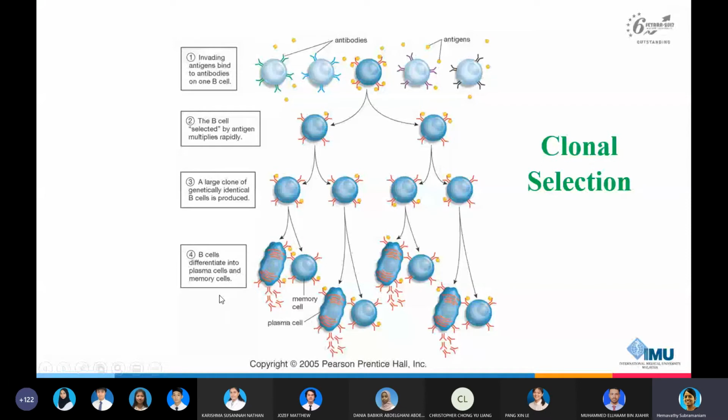So it has been simplified for your basic understanding. All right, so your depth is what is required for this particular subject. So for clonal selection, this has been simplified.